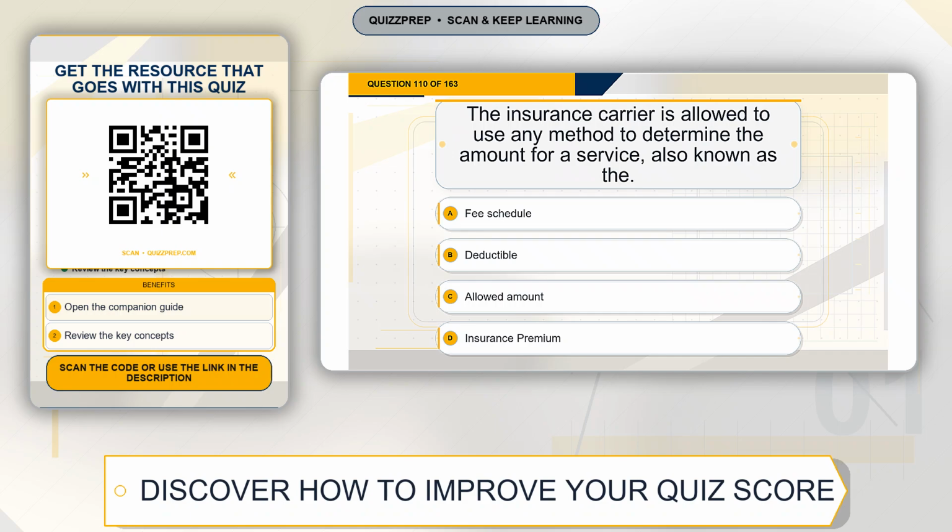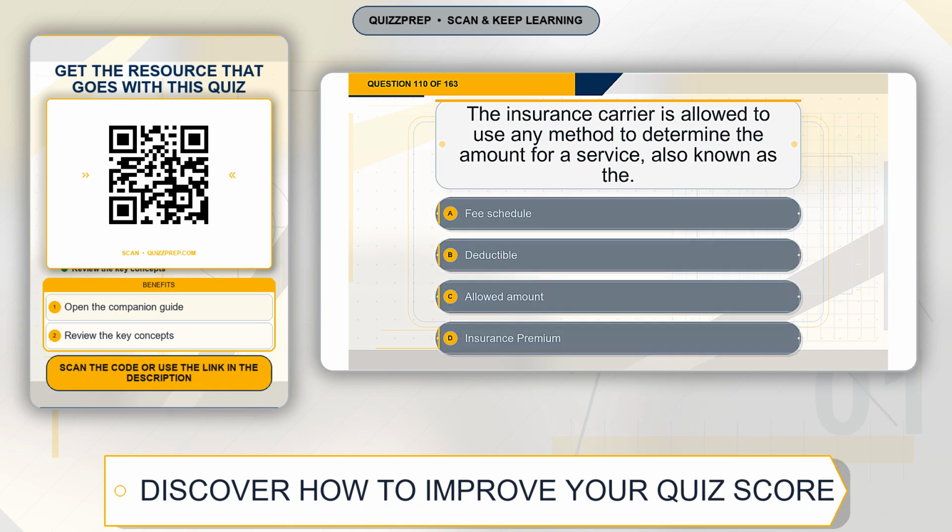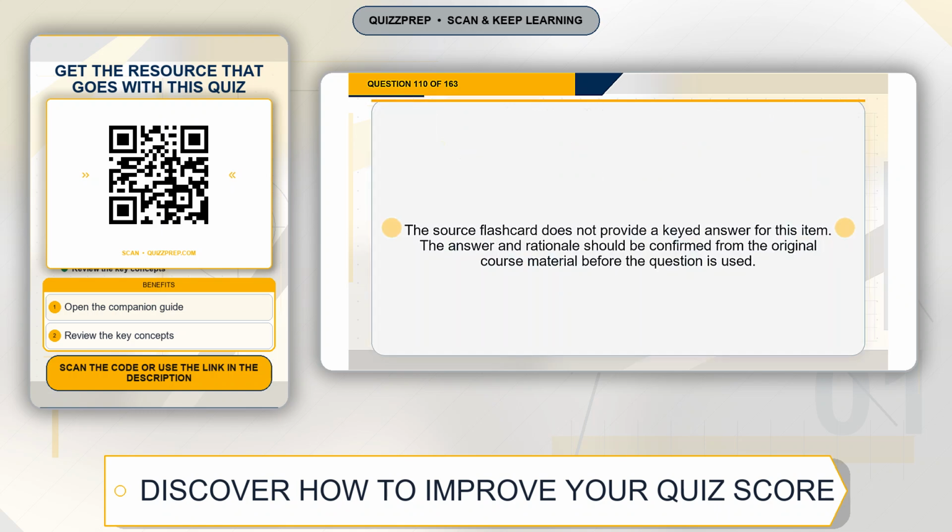Question 110. The insurance carrier is allowed to use any method to determine the amount for a service, also known as the Option A, fee schedule. Option B, deductible. Option C, allowed amount. Option D, insurance premium. The correct answer is now shown. Explanation. The source flashcard does not provide a keyed answer for this item. The answer and rationale should be confirmed from the original course material before the question is used.